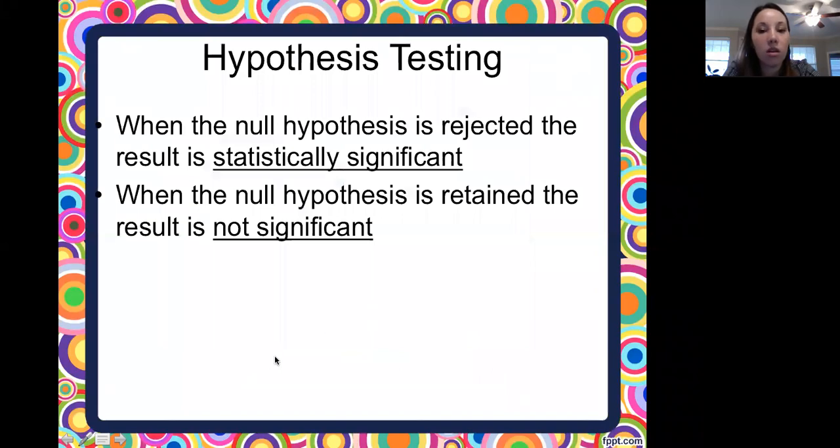When the null hypothesis is rejected, we have a statistically significant result. When the null hypothesis is retained, we have a non-significant result. So when we reject the null hypothesis, our data are falling in our rejection region. It's statistically significant. We have differences between our two groups. When the null hypothesis is retained, our data are falling in the middle of that bell curve. We have a non-significant result, so we're going to retain the null hypothesis. Our groups are close to equal.